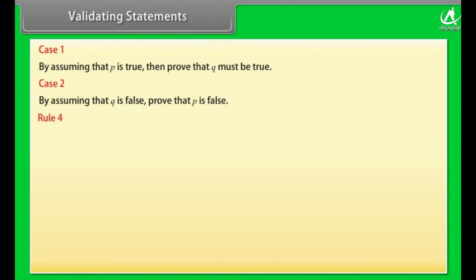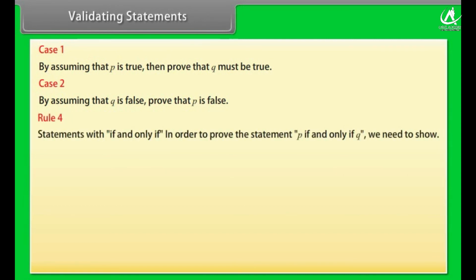Rule 4. Statements with if and only if. In order to prove the statement P if and only if Q, we need to show Case 1. If P is true, then Q is true. Case 2. If Q is true, then P is true.